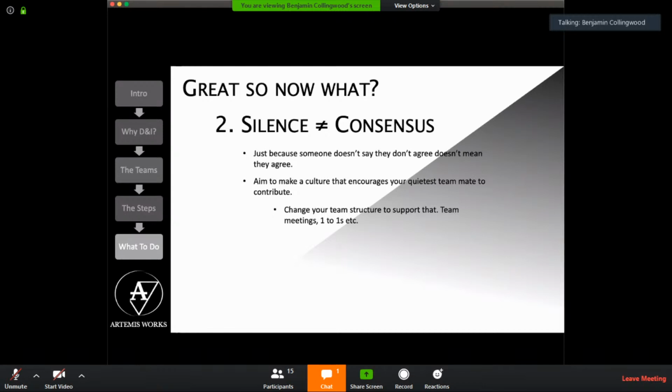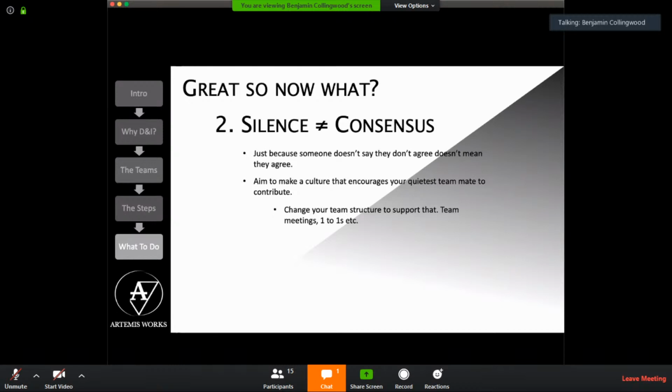But then group settings might not be great for getting those quieter people to interact, engage, and come forward with things. So maybe break out into one-to-ones as part of your regular one-to-one meetings, or grab your more quiet members and ask, what are your thoughts on that? What is it that you honestly think? And then you might be able to get more information out of people and get a different perspective from them.